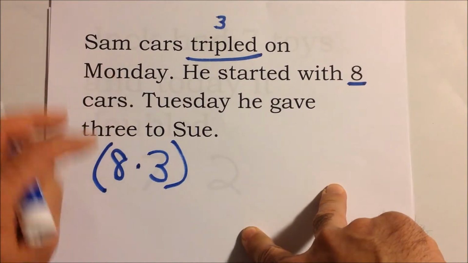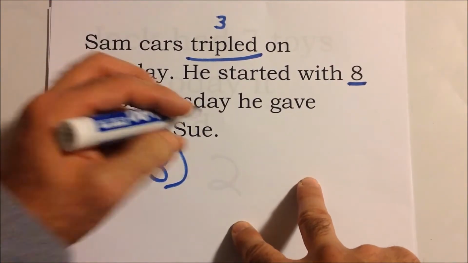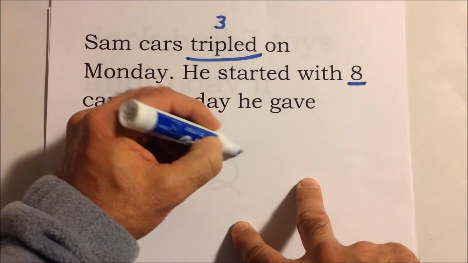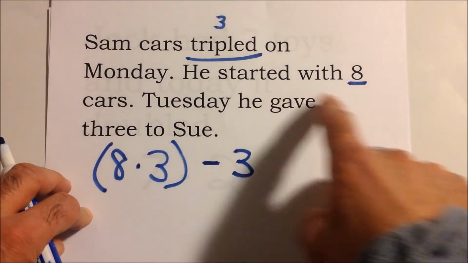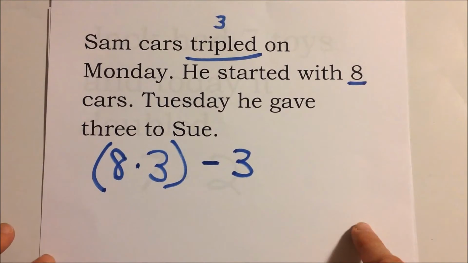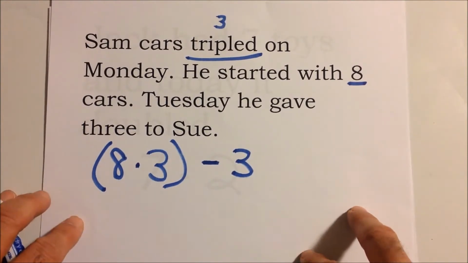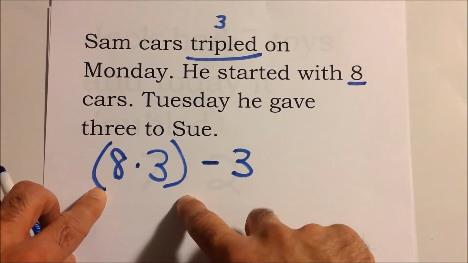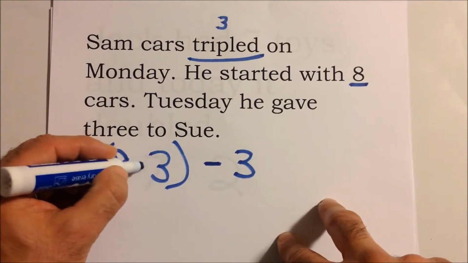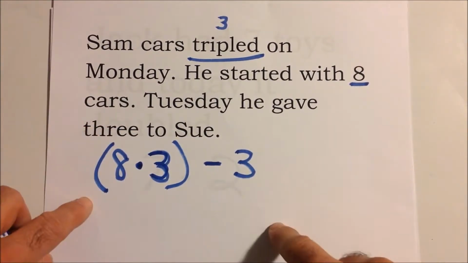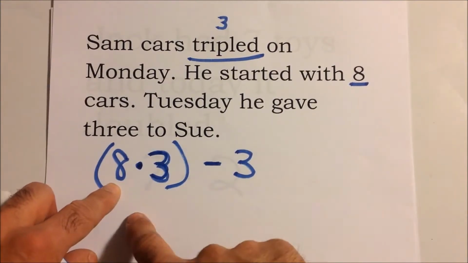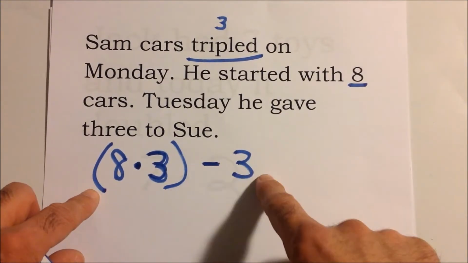And then he gave Sue 3. So when you give someone something, it's a minus, right? It's minus because he's losing some cars, right? So this is how you would write that expression. Now you don't really need the parentheses around this because it's multiplication here, but we'll just keep it there for now and I'll explain that later. So this is the expression. It tripled, 8 times 3, minus 3.